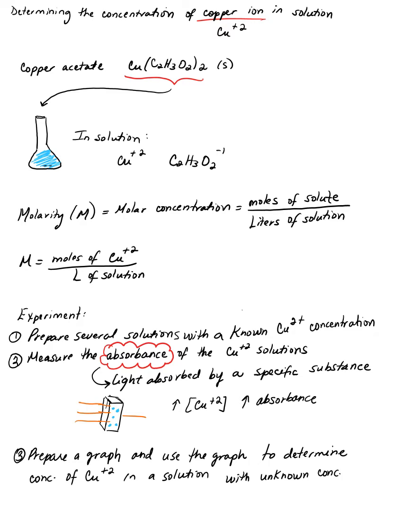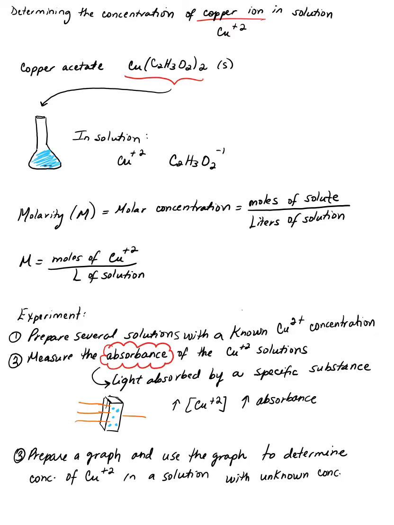In this experiment, we're going to be using copper acetate to prepare a solution. It's an aqueous solution, which means that in your solution, you're going to have your copper acetate as the solute, which is what is going to be dissolved. And then, since it's an aqueous solution, the solvent that we're using to dissolve the copper acetate is water.